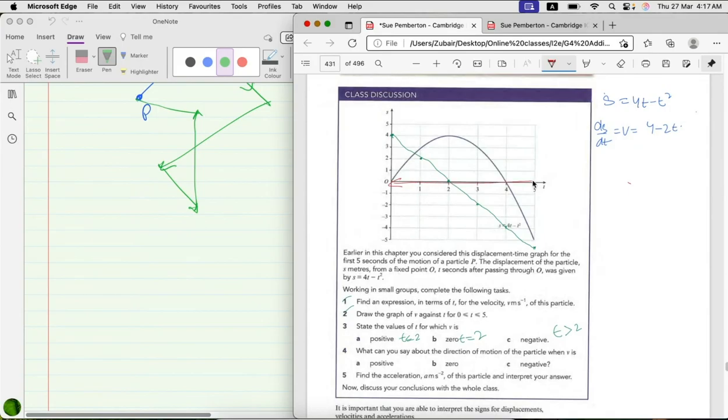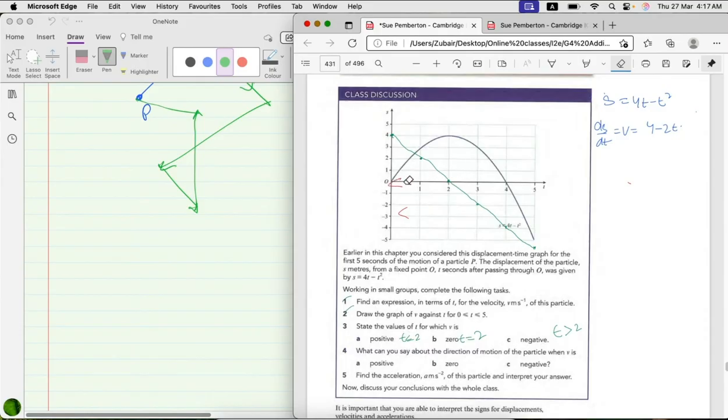This is the time axis, which is on the x-axis. At time 0, velocity is 4, positive. At time 1, velocity is 2, positive. At time 2, velocity is 0. But at time 3, velocity is negative. At time 4, negative. At time 5, negative. Whatever the value is, it is negative. So it is negative after passing time 2.